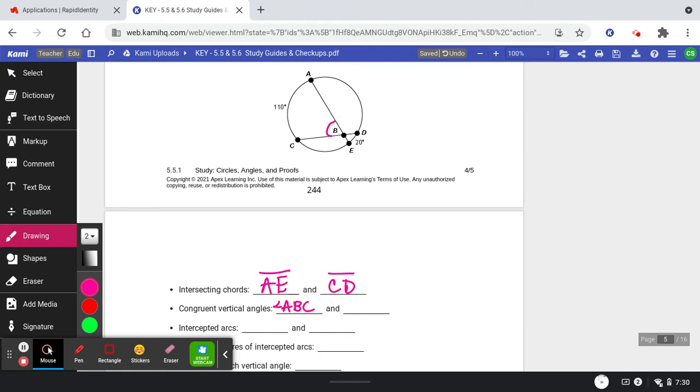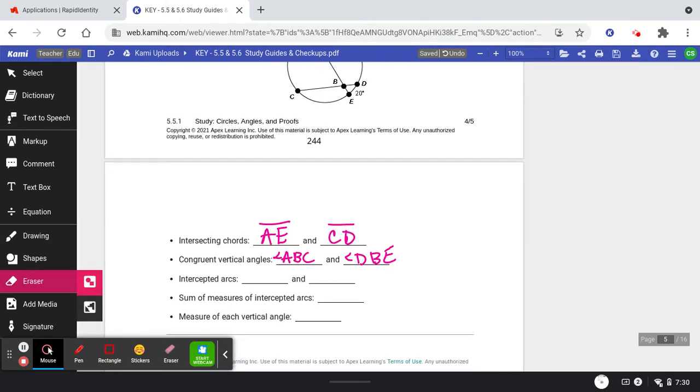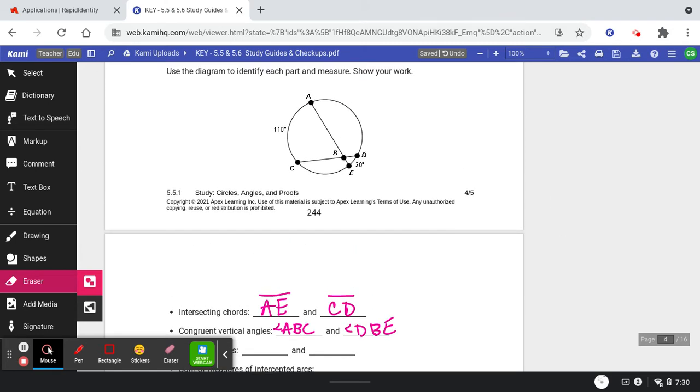Congruent vertical angles are angle ABC, this guy over here, and angle DBE, excuse me, this guy over here. Okay. Intercepted arcs are arc AC, this guy over here, and DE, this guy over here.